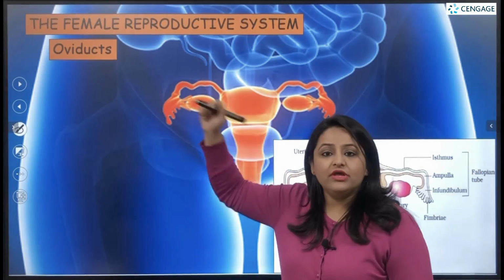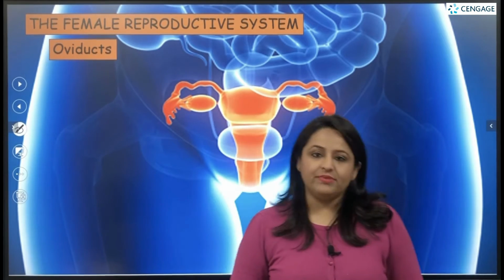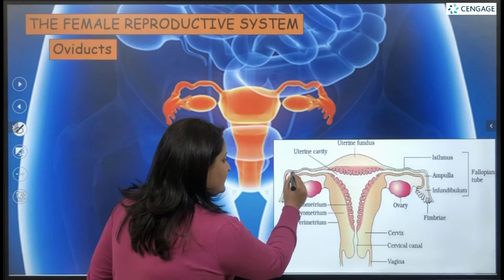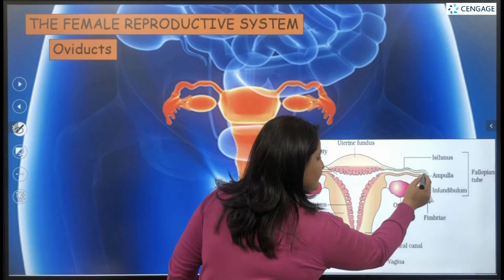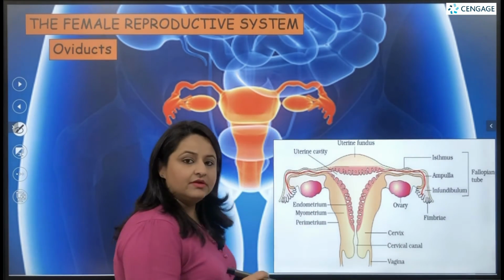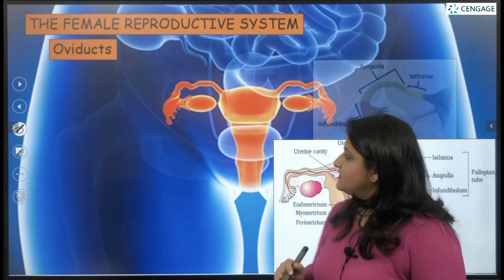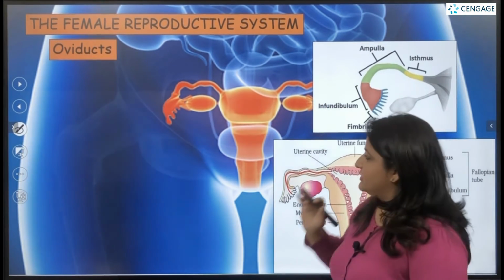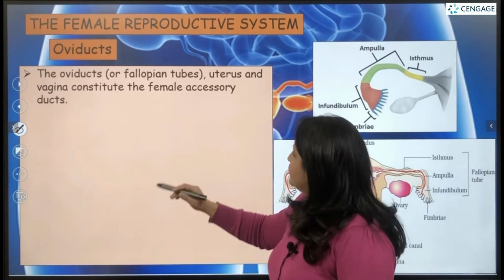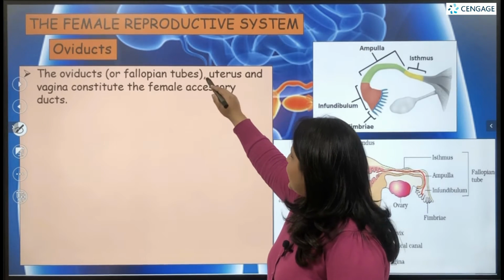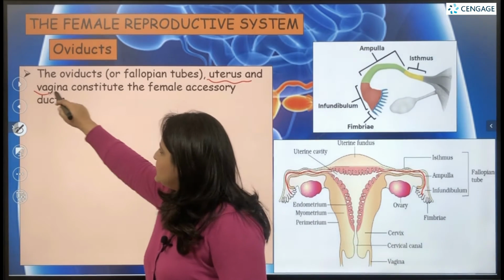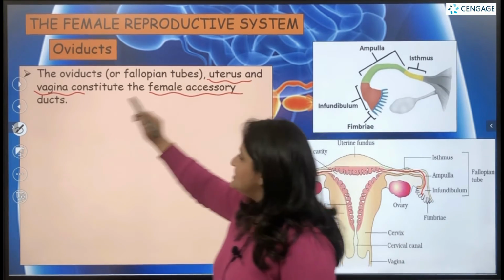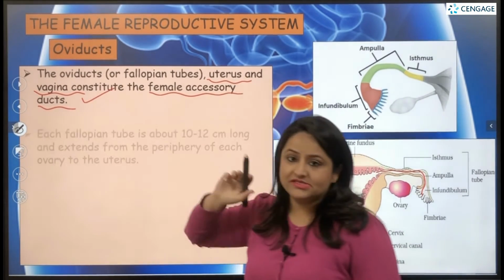Now let's talk about the oviducts, also known as fallopian tubes. This is a picture in which these are the fallopian tubes, starting from here and ending over here. They are also known as oviducts. And this is another picture of only one oviduct. The oviducts or the fallopian tubes, as well as the uterus and the vagina, all of them collectively are known as the female accessory ducts, as we have studied.